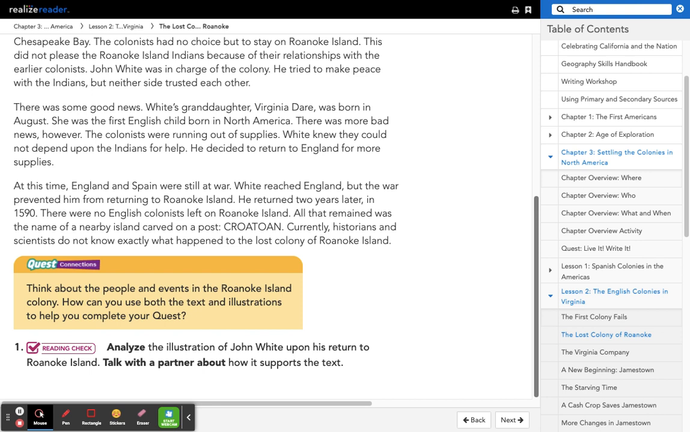Quest connections. Think about the people and events in the Roanoke Island colony. How can you use both the text and illustrations to help you complete your quest? 1. Reading check. Analyze the illustration of John White upon his return to Roanoke Island. Talk with a partner about how it supports the text.